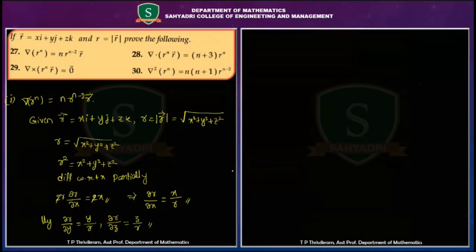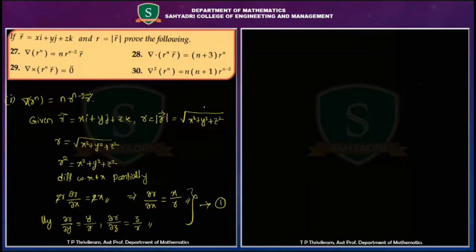Yes, sir. Now we need to remember these equations. Whenever we get dou R by dou x, we substitute x by R; whenever we get dou R by dou y, we equate it to y by R; dou R by dou z equals z by R. Take these equations as equation 1. This will be used in the coming problems.